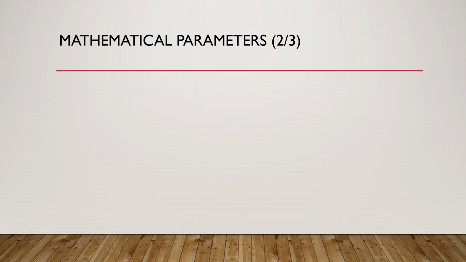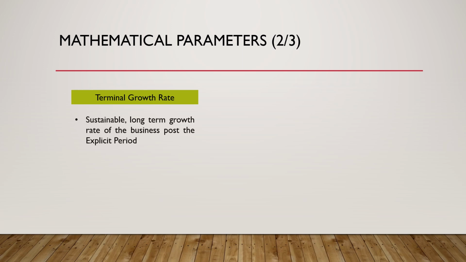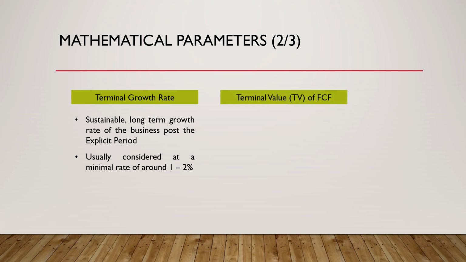At this point, we should examine two other metrics that are critical to a DCF valuation model. The first is the terminal growth rate. The terminal growth rate is the rate at which we assume the business will grow on a sustainable basis after the explicit period. We usually consider a terminal growth rate of between 1 and 2%. And the second metric is the terminal value of the free cash flow.